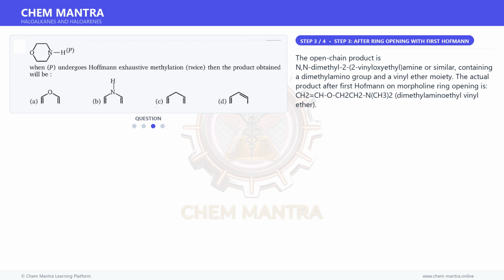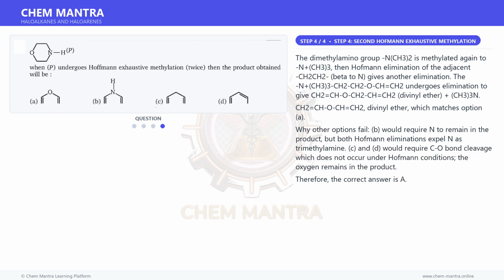The actual product after first Hofmann on morpholine ring opening is CH2=CHO-CH2CH2N(CH3)2, 2-dimethylaminoethyl vinyl ether. And for the final step, the dimethylamino group N(CH3)2 is methylated again to N+(CH3)3, then Hofmann elimination of the adjacent CH2CH2 beta to N gives another elimination.